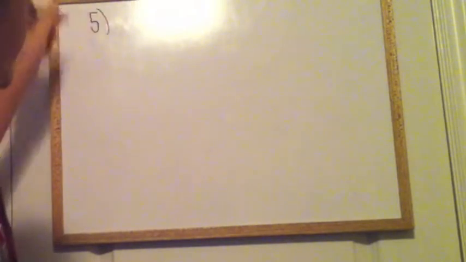We have number 5. An object has two forces acting on it, 8.4 newtons going south and 7.5 newtons going east. The magnitude of the net force is... Alright. Good question. This is, I believe, the only question in this section that actually has you doing any sort of work.